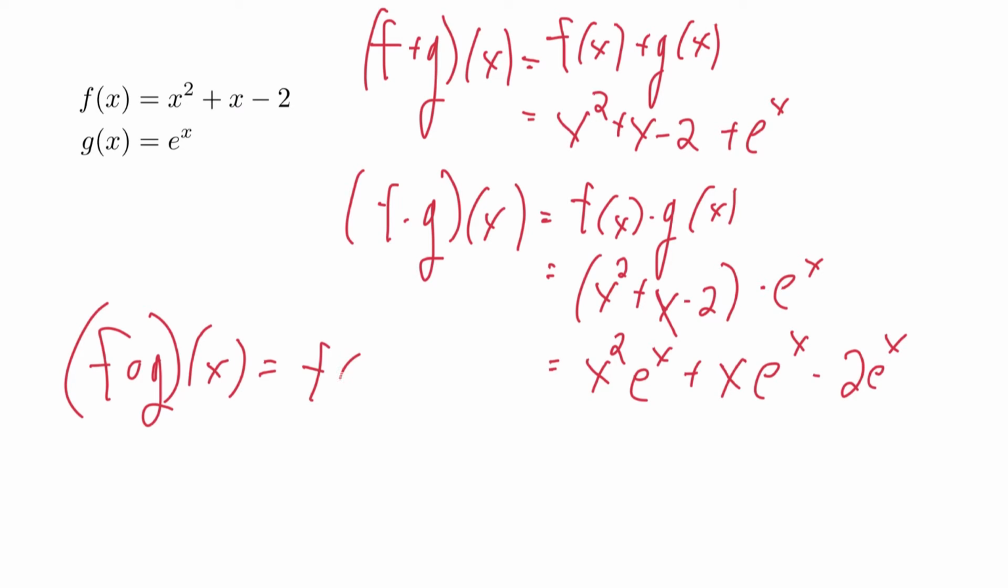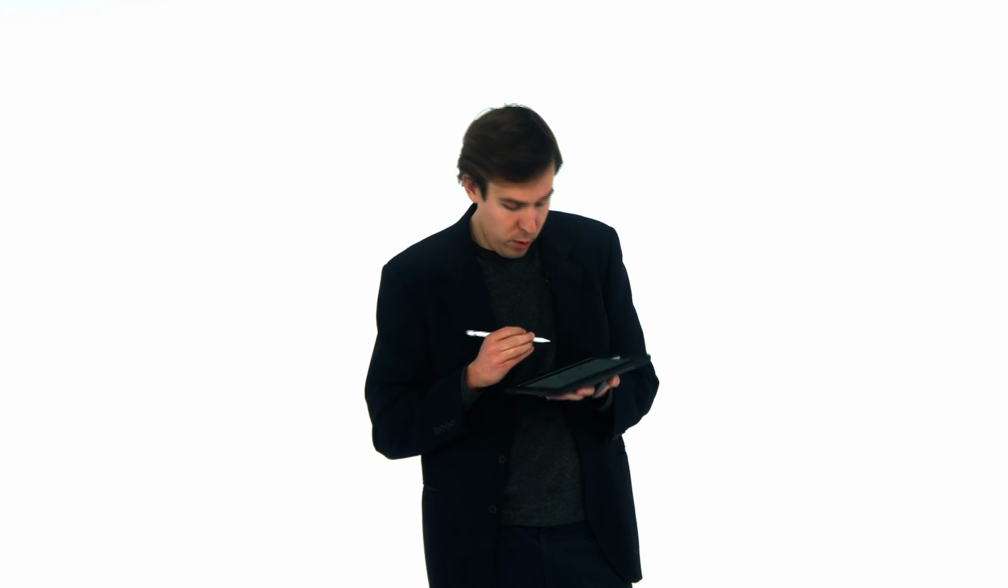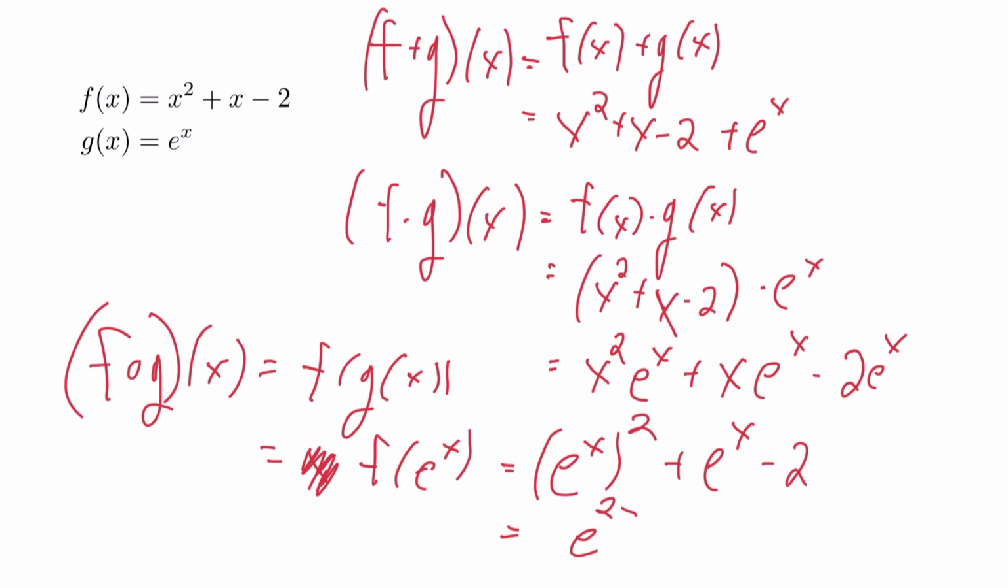And then lastly, let's look at f composed with g of x. This is f of g of x. So f of e to the x. Now I'll plug e to the x into the formula for f. I'll square e to the x, then add e to the x, and subtract 2. So I have e to the x squared plus e to the x minus 2. Now we have to ask ourselves, what is e to the x squared? Well, how does iterated exponentiation work? I multiply the exponents. So this is e to the 2x plus e to the x minus 2.